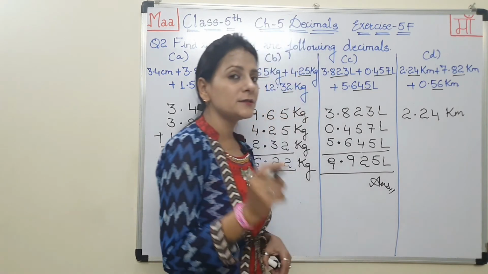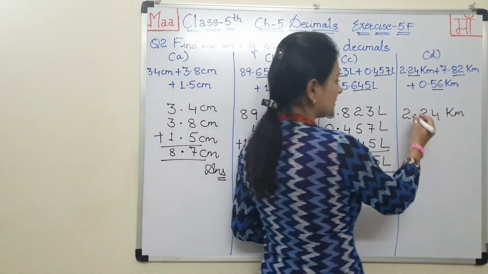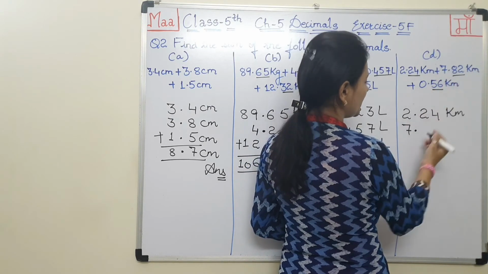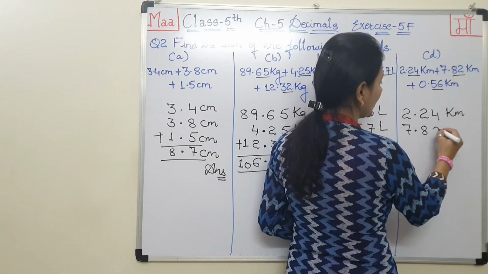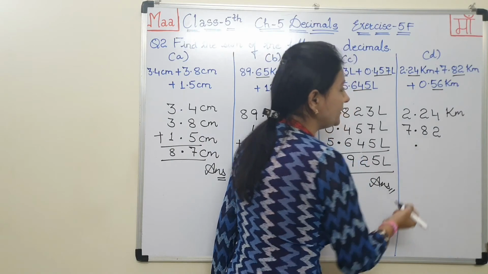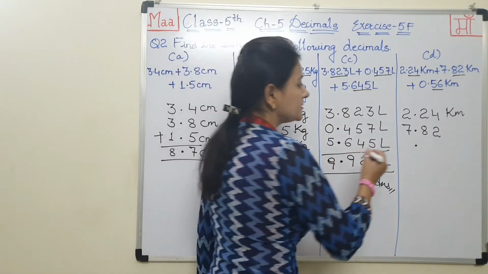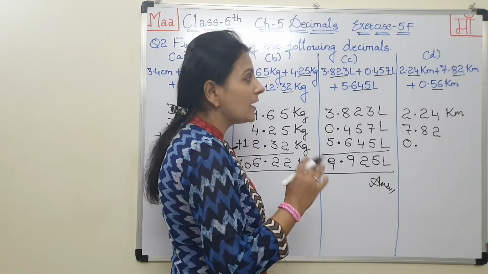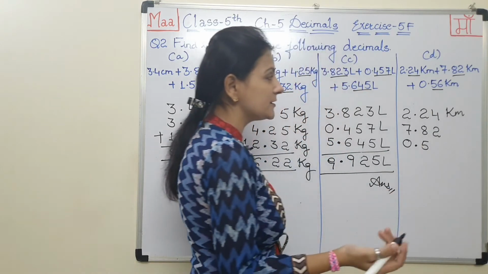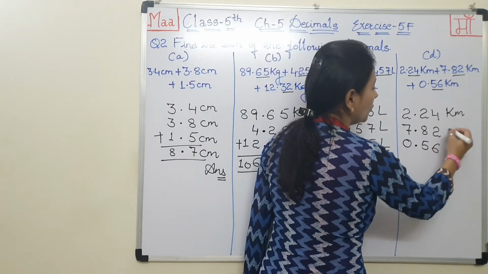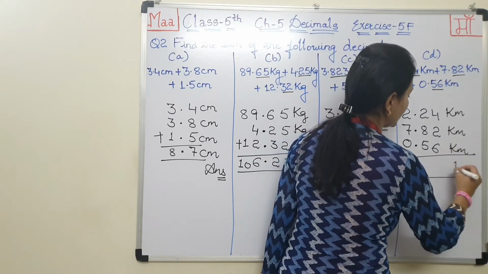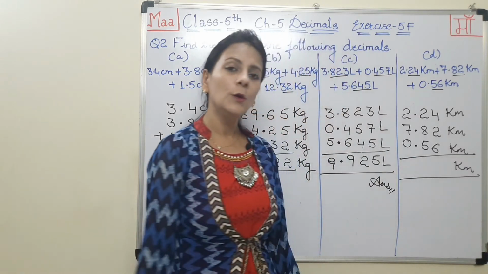Then the next decimal number is 7.82. So firstly decimal will come under decimal. Before decimal will come digit 7. After decimal will come 8 and then after 8 will come 2. Then third decimal number. So firstly we will put the decimal point. Before decimal is number 0. So that will come under 7. After decimal the first digit is 5, that will come under 8 and the second digit is 6 which will come under 2. And with these two decimal numbers also we will put the unit kilometer and in answer also we will put the unit kilometer.